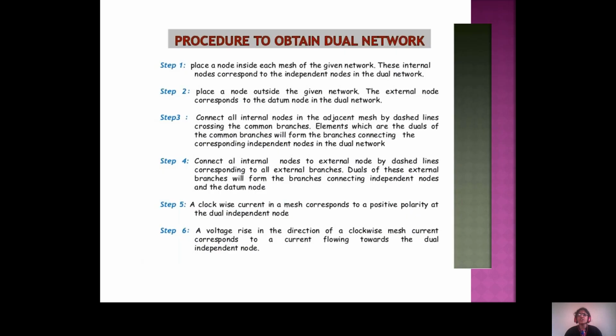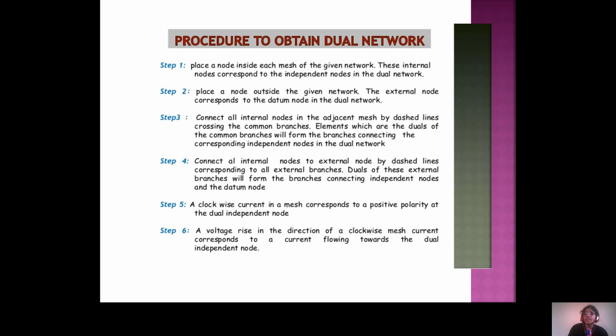So what is the procedure to obtain the dual network? First, place a node inside each mesh of the given network. These internal nodes correspond to the independent nodes in the dual network. So first, how many loops must be there? For each mesh, you have to place one node, inside each loop one node must be there.